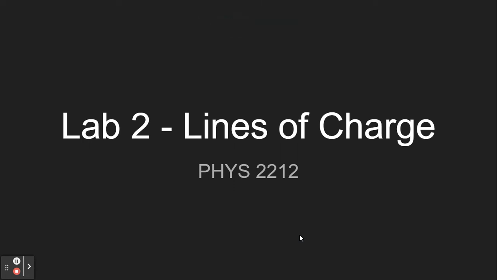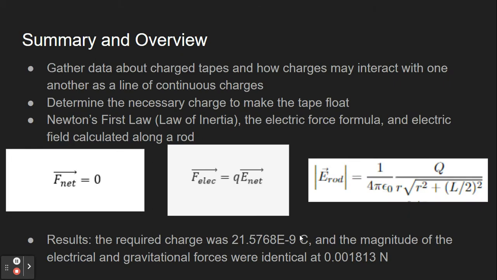This is the second physics lab, and it is about lines of charge. In it, we will be gathering data about charge tapes and how charges may interact with one another as a line of continuous charges, and we will determine the necessary charge to make the top tape float. We use Newton's first law, the law of inertia, the electric force formula, and electric field calculated along a rod.